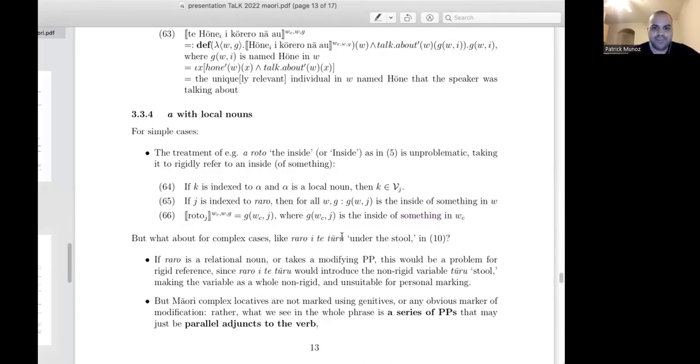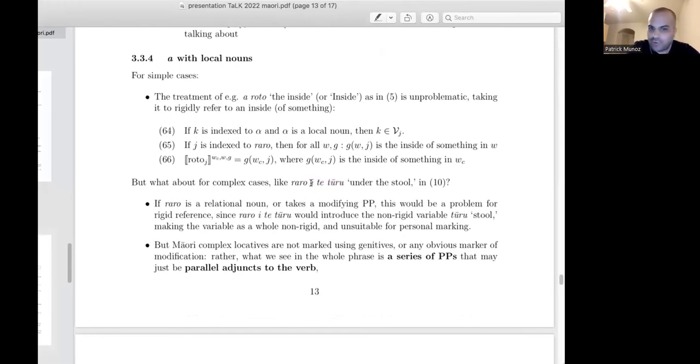of the context. But you might wonder what happens with complex prepositional phrases, like we saw in example 10, the dog beneath the stool, raro i te turu. If the dog is eating beneath the stool, you might think that this modifies beneath, and then therefore we introduce modification, and so non-rigidity like above, and so why do we get this kind of rigid marking?